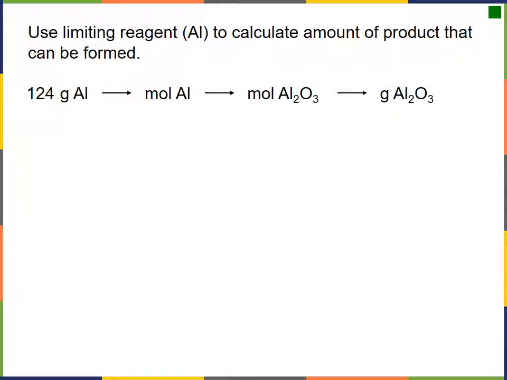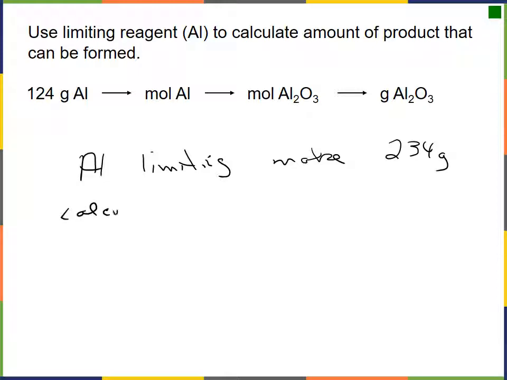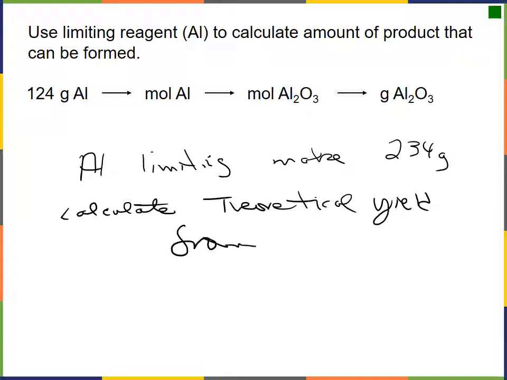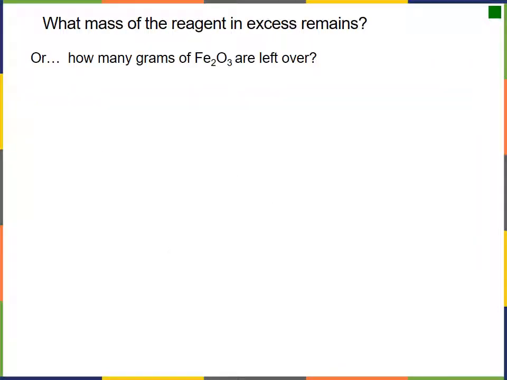All right, so we've done the math and we know that aluminum is limiting and that we are going to make from our limiting reagent 234 grams. And we are always going to calculate the theoretical yield, which again is just the mass of product formed from the limiting reagent. Whatever you run out of first, because the reaction will stop as soon as you run out of the one that is the limiting. So what does this tell us?